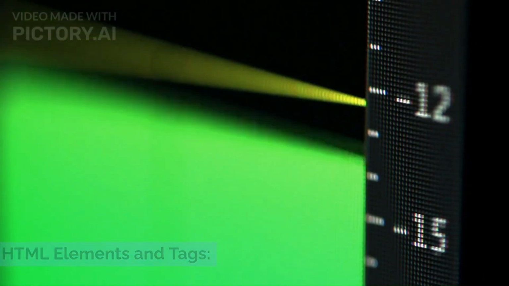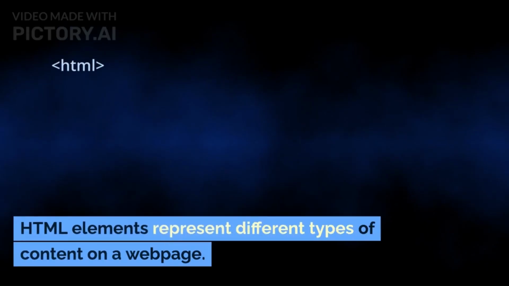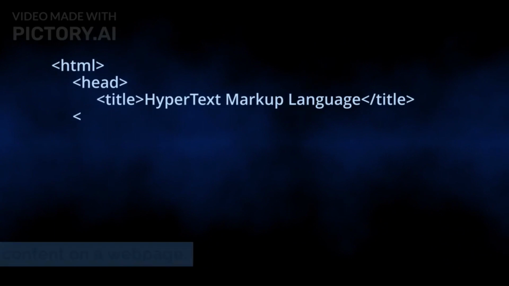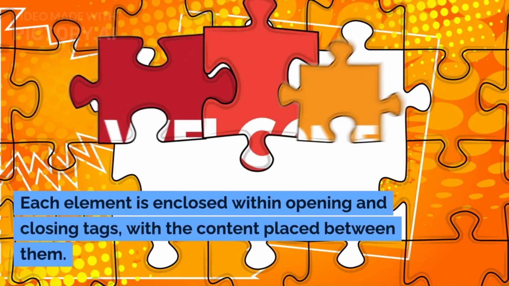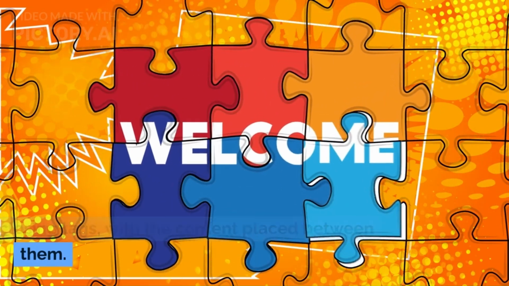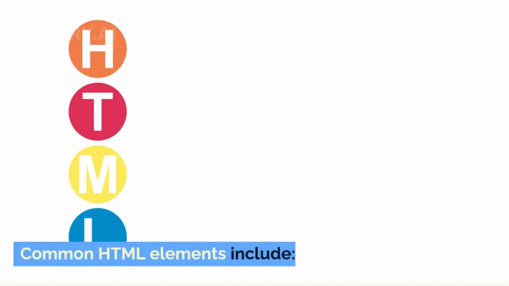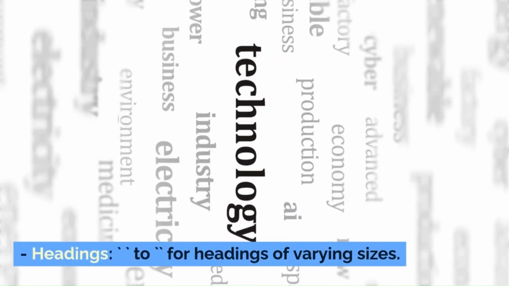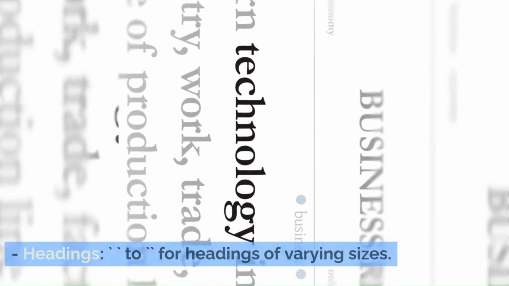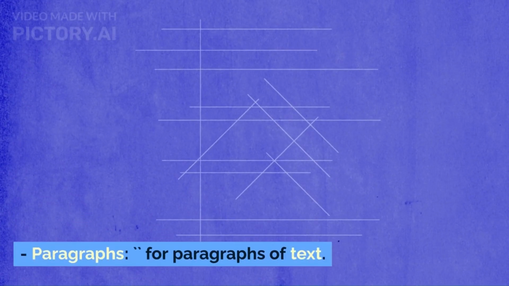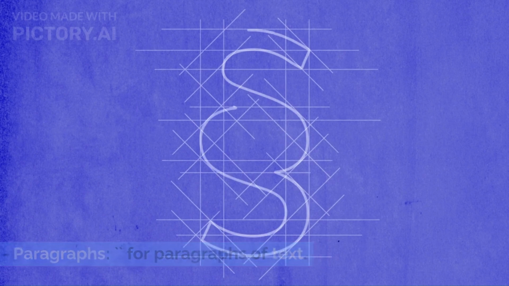HTML elements and tags. HTML elements represent different types of content on a web page. Each element is enclosed within opening and closing tags, with the content placed between them. Common HTML elements include headings, h1 to h6 for headings of varying sizes. Paragraphs, p for paragraphs of text.